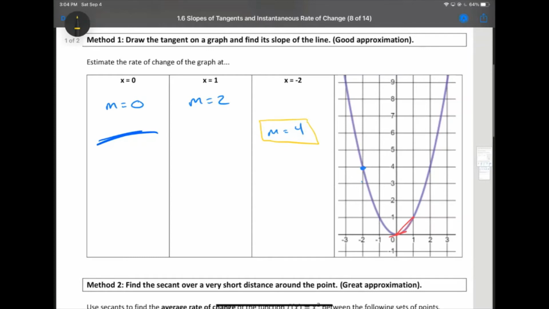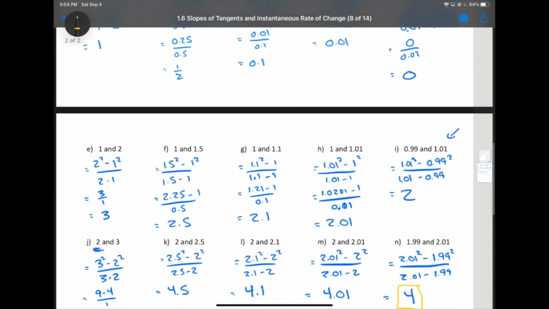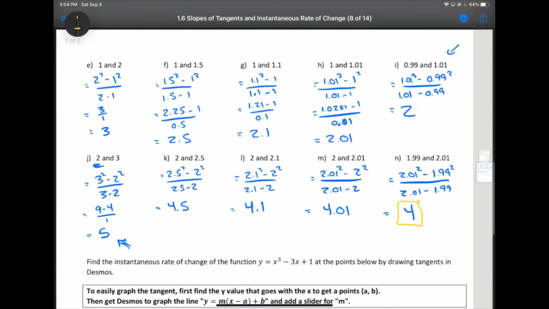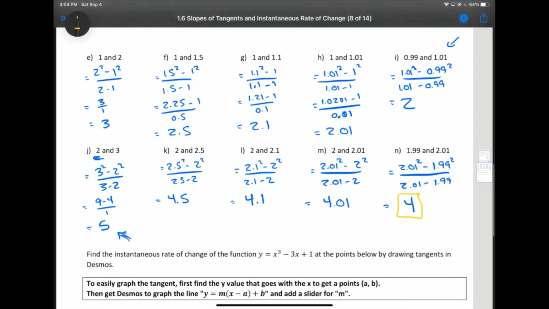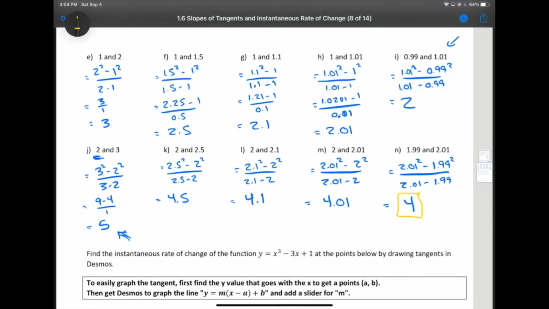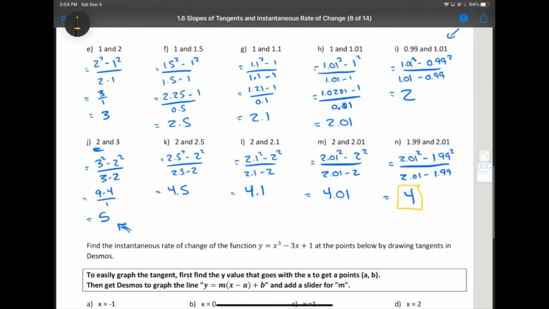If we were doing the tangent of f of x equals x cubed, or x to the 4th, we would do the second value cubed or to the 4th minus the first value cubed or to the 4th over the difference between them. So whatever function you're working with, you have to plug those values in. It doesn't always just work for squares.